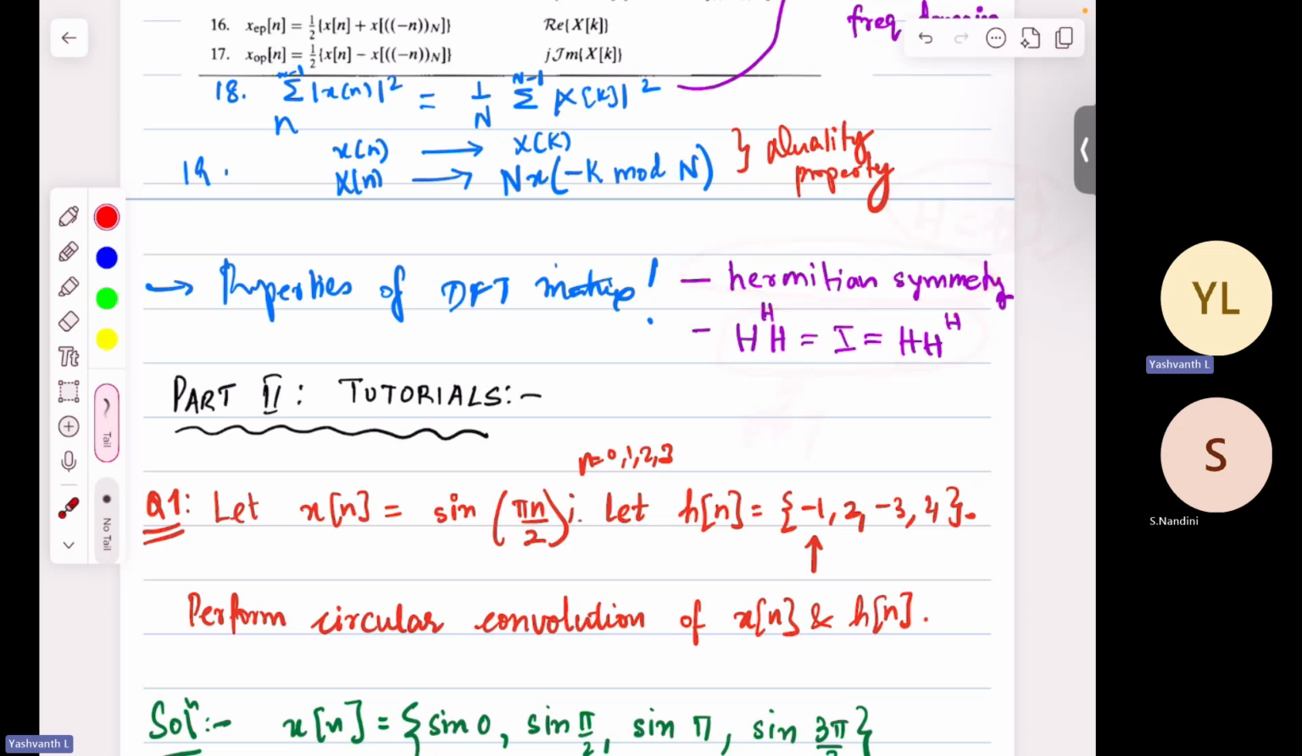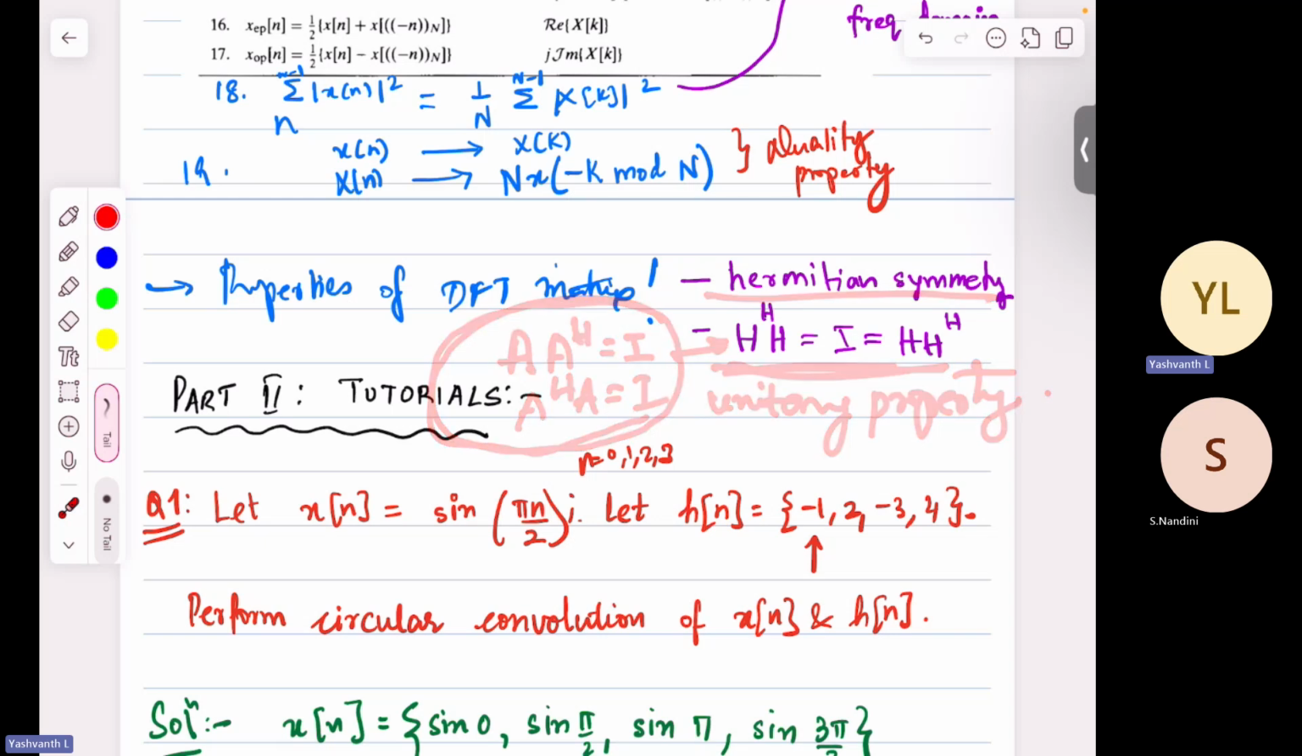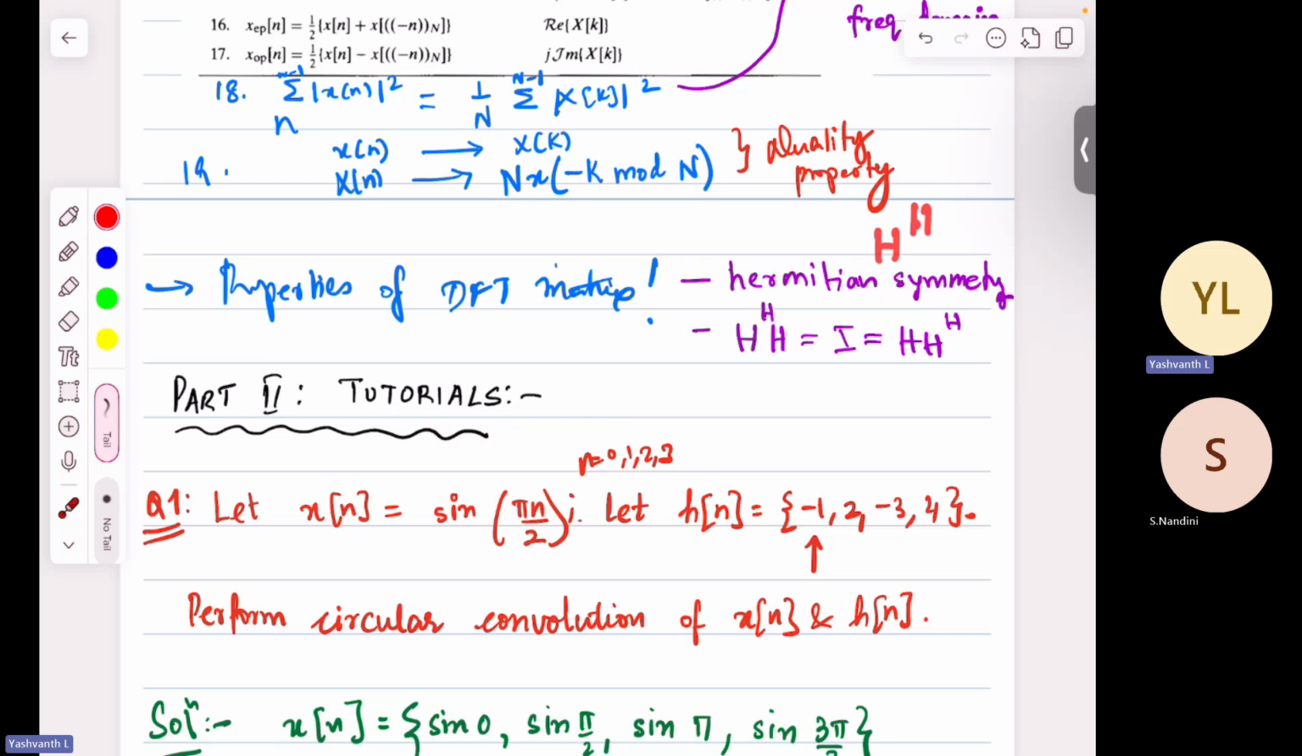Yeah, thanks for catching that. So it follows Hermitian symmetry, and this is basically the unitary property. It's called a unitary matrix. A matrix A is said to be unitary if A Hermitian A equals identity, and A A Hermitian equals identity. Both are the same. It should satisfy both properties, then that's called the unitary property. Is it okay?